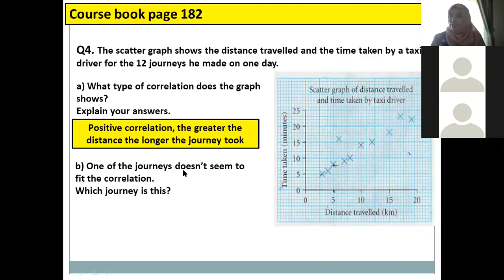Which journey is this? What was the distance and what was the time taken? And why do you think it doesn't fit in the graph?